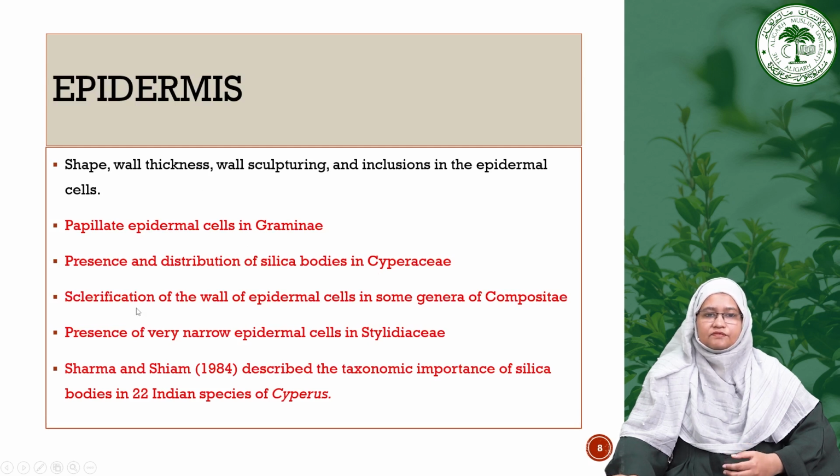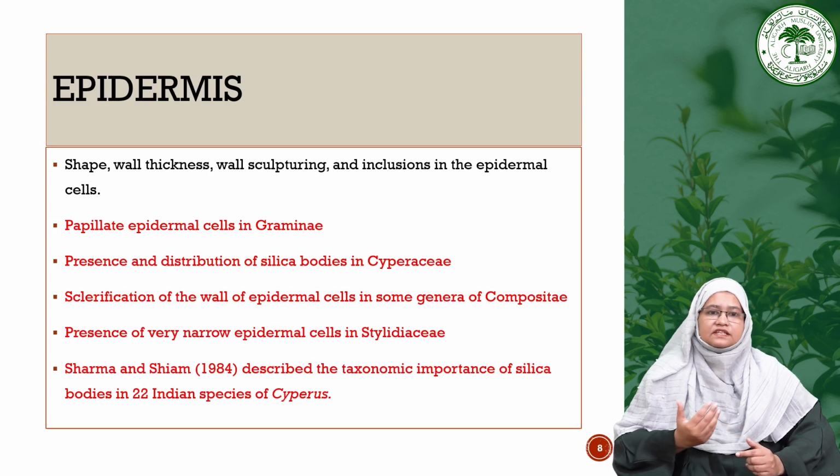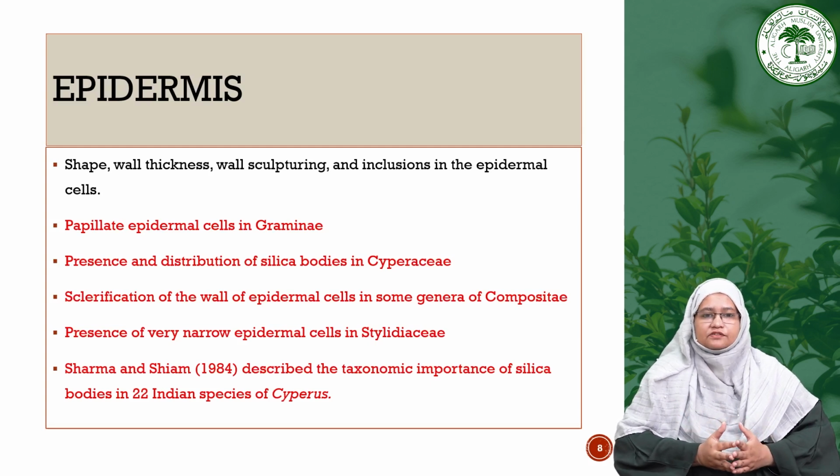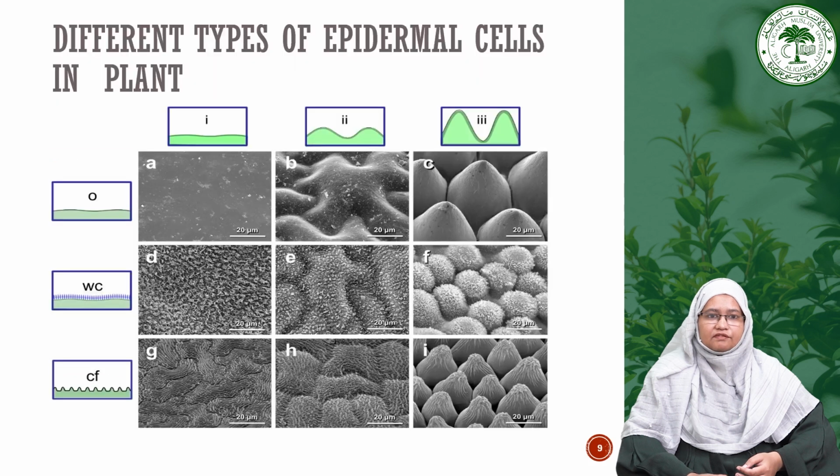Then sclerification of the wall of epidermal cells in some genera, like in the case of the composites, now termed the Asteraceae, and the presence of very narrow epidermal cells in the case of Styracaceae. Then Sharma and Shyam described the taxonomic importance of silica bodies in 22 Indian species of Cyperus. So with shape, wall thickness and sculpture, there is variation in different types of plants. This variety of epidermis types can help in the identification of particular species or families.